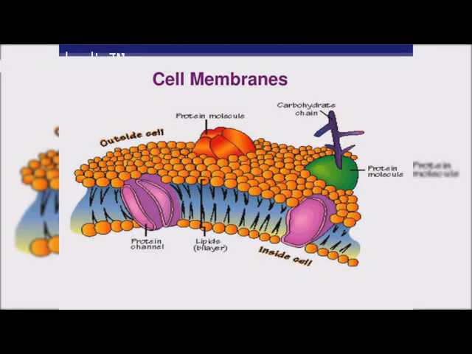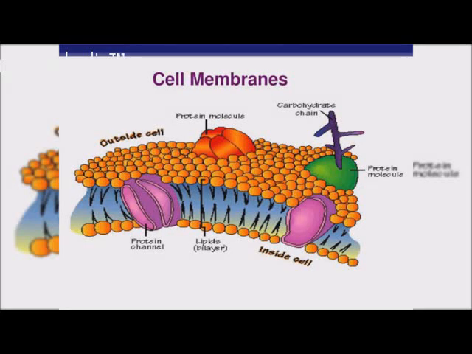A plant cell has an additional protective wall around the cell membrane called the cell wall. The cell wall is non-living. It is permeable and allows free passage of substances through it. It is made up of a complex carbohydrate called cellulose. It gives a definite shape to the plant cell and provides strength and rigidity to the cell.